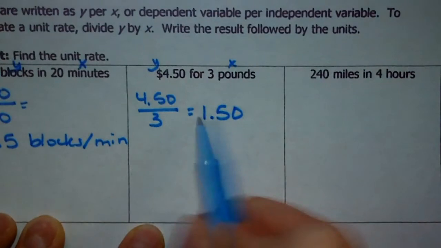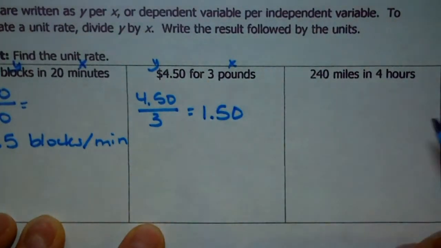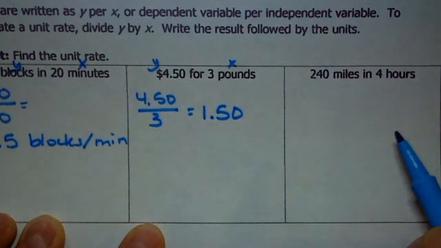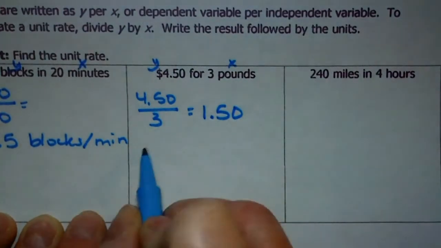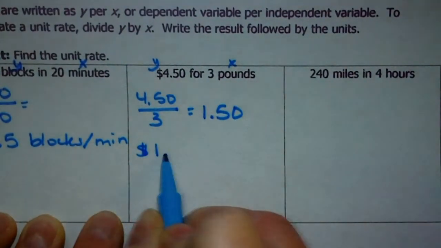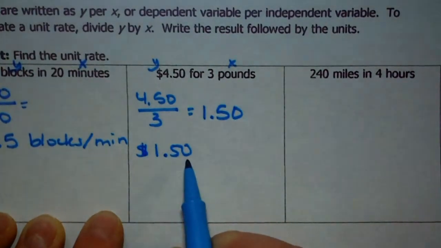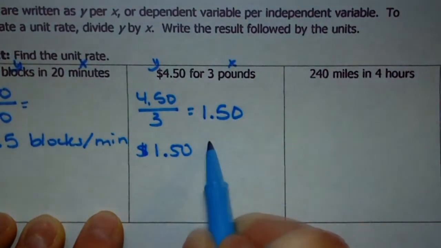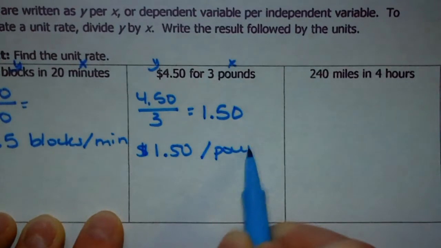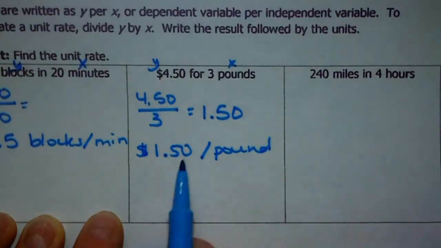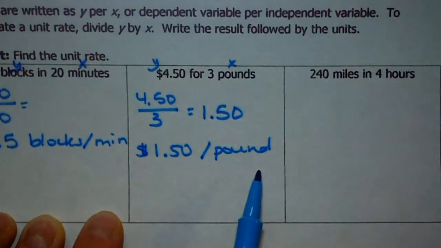Okay, so it's $1.50, and $1.50 what? It's $1.50 per pound. So when I give my answer, I'm going to put a dollar sign in front of this. So this says $1.50, and now there's not a word that's going to go in front of this. It's just per pound. So this shows me how much per 1 pound. That's what makes it a unit rate.